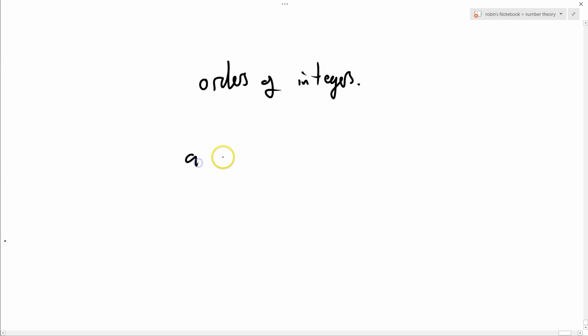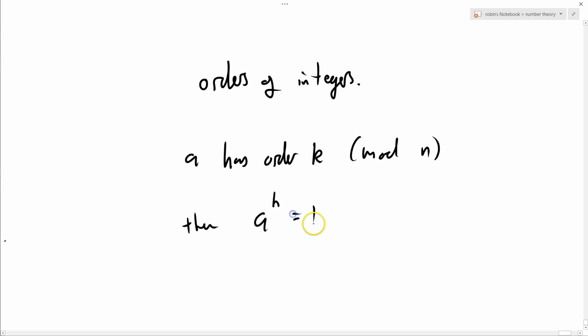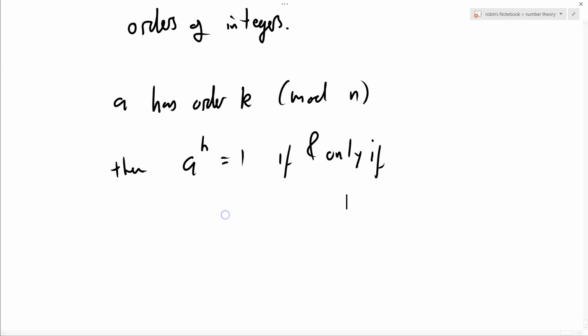So let's just say that a has order k. This is all modulo n. Then a to the power h equals 1 if and only if k divides h. Well, one of the directions is trivial and the other one's only a little bit harder. So let's have a think about this.